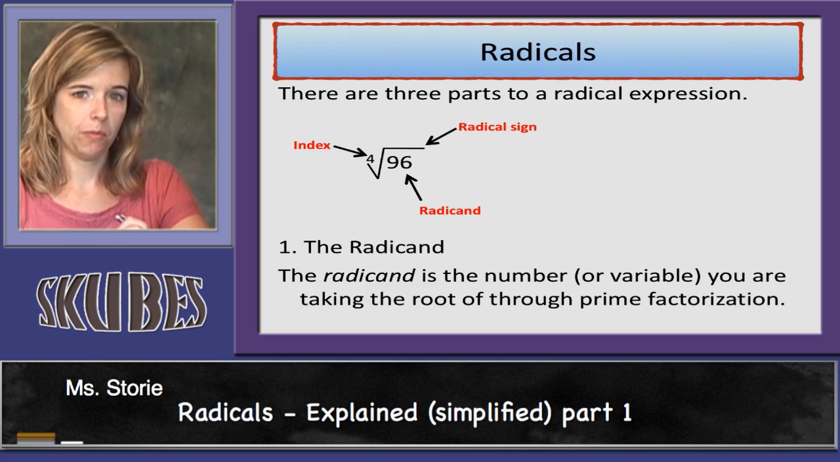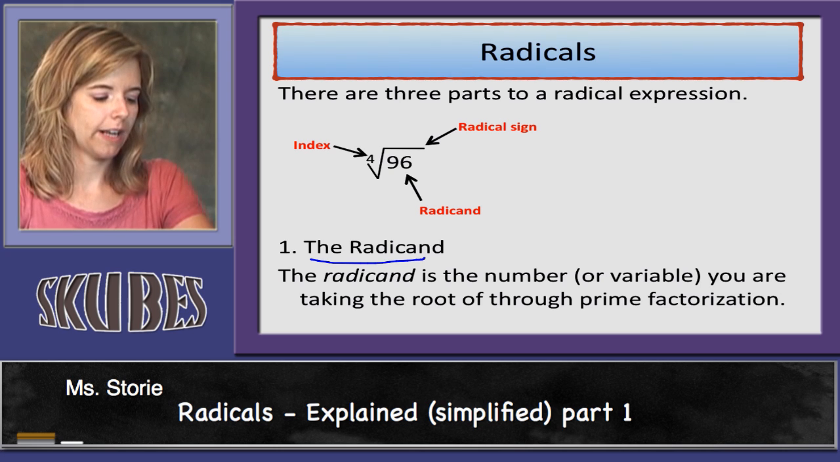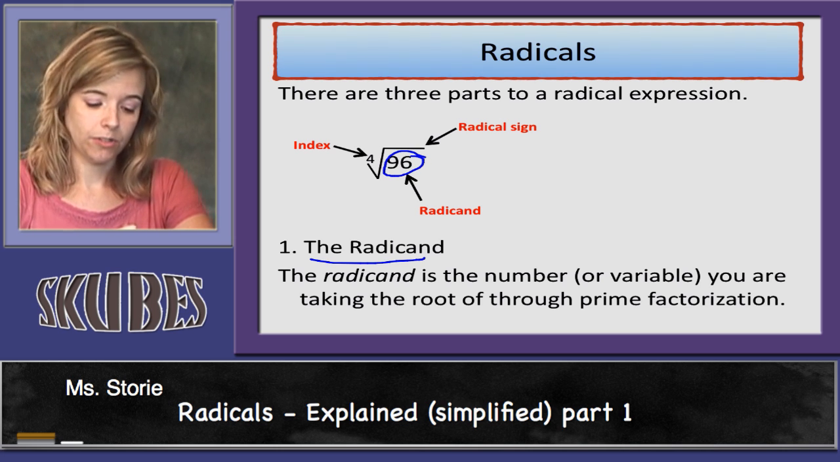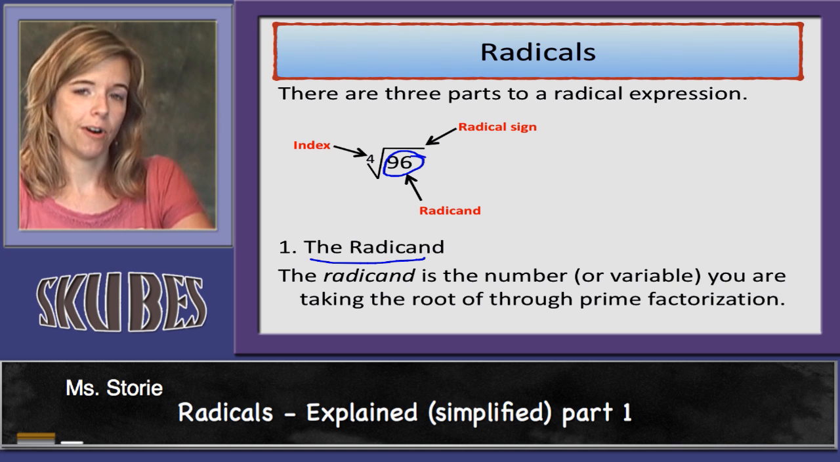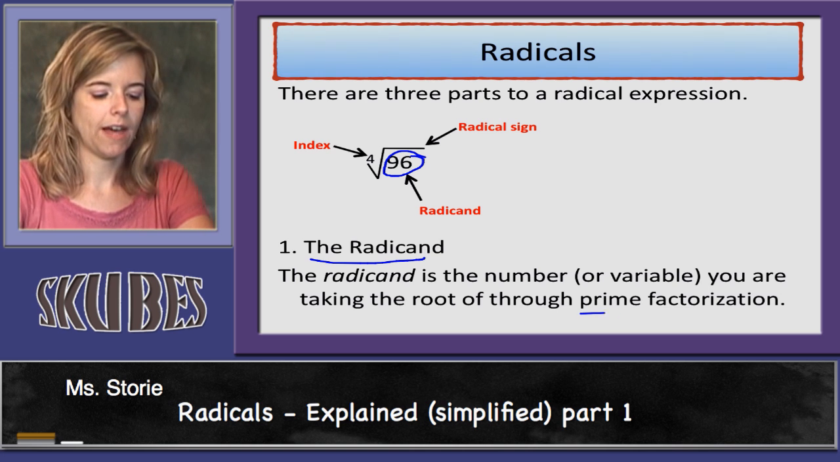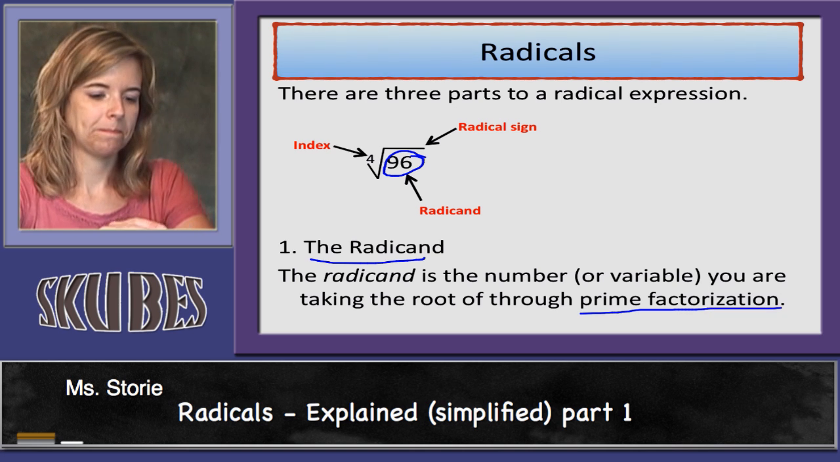Now, there are the three parts which we just talked about. First is the radicand. It's this number right here. It's the number, or variable too, that you are taking the root of through prime factorization. And we'll talk about that prime factorization in just a minute.